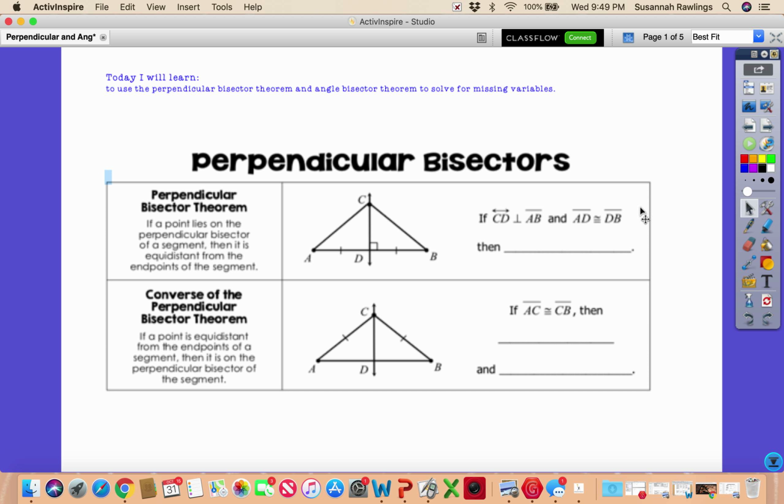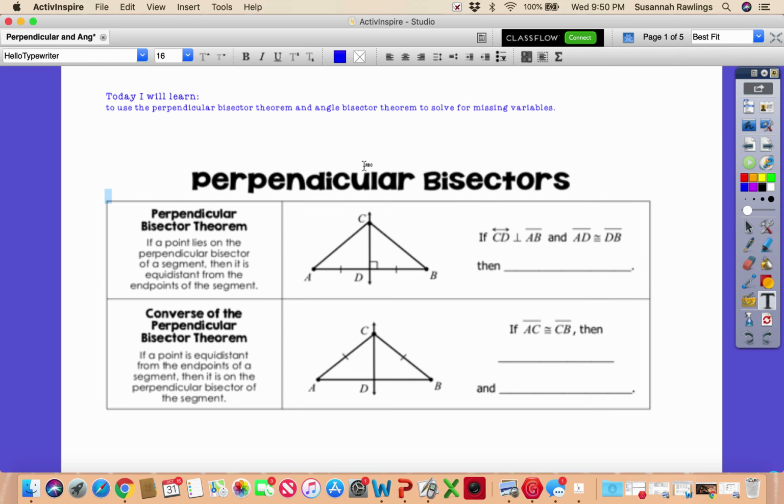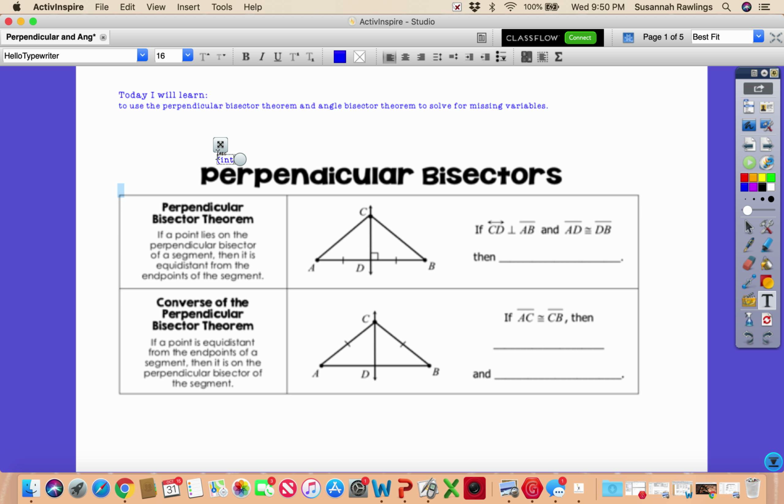Okay, so on your paper you have a little reference for what a perpendicular bisector would be. So remember, perpendicular means lines that intersect at 90 degrees. I'm just going to make little notes on the paper and you can do that as well. And then bisect, hopefully you remember, means to split or cut in half. So a perpendicular bisector is a segment that is going to be splitting my other segment or side in half.